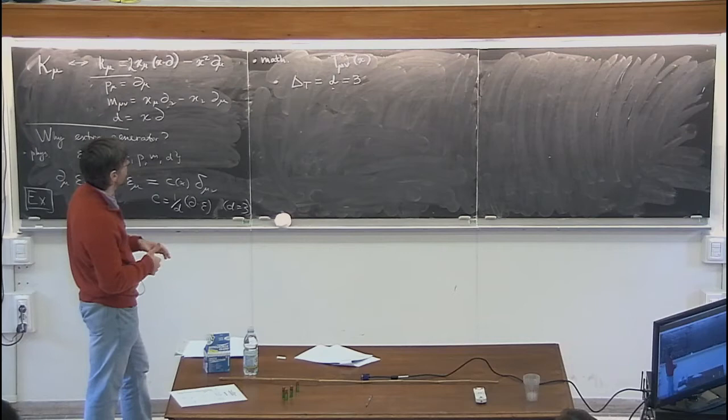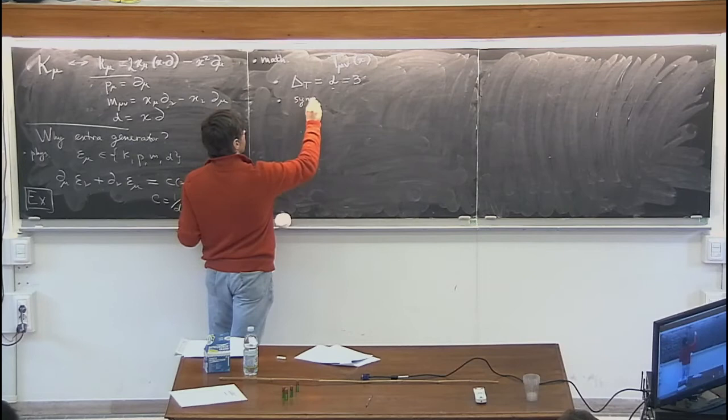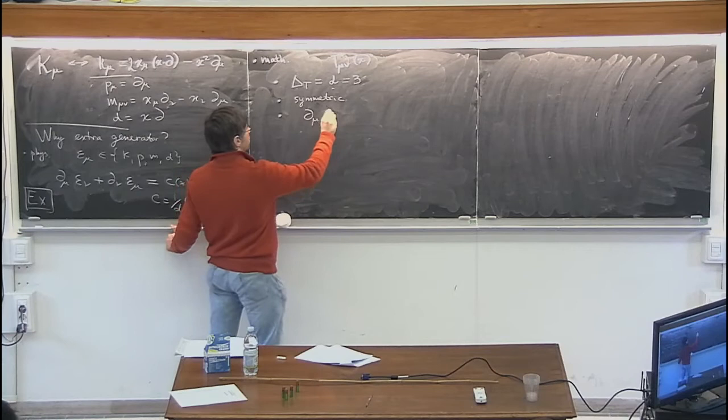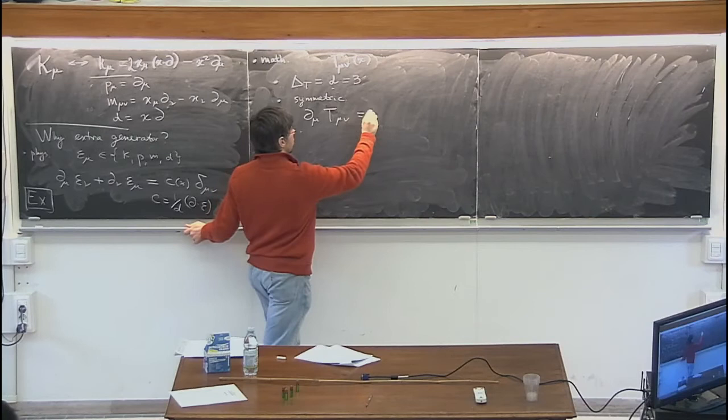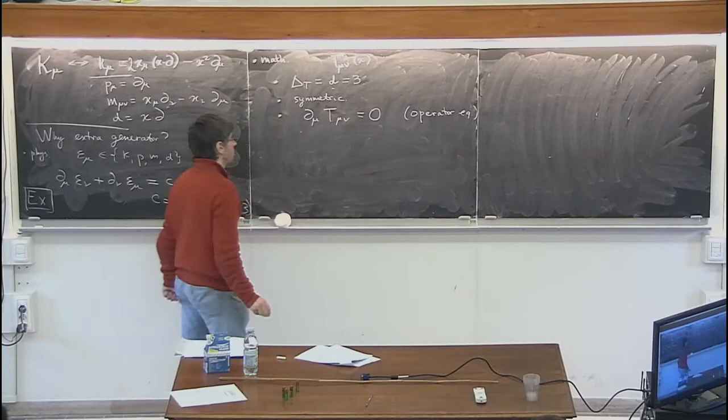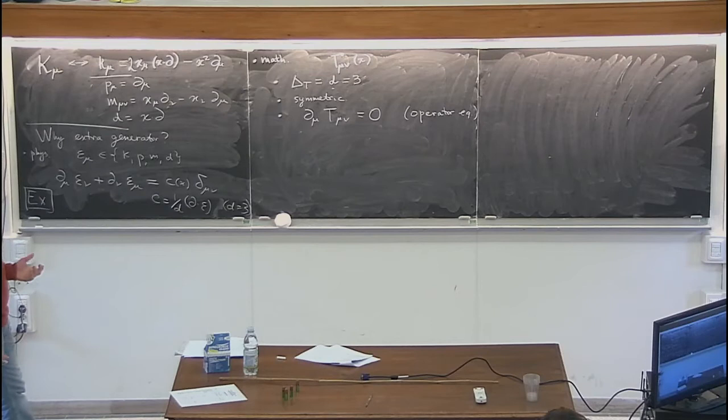Another property that it has: it's a symmetric tensor. And as I said, it's conserved. So partial mu T mu nu is equal to 0. This is an operator equation. This means that it's going to be valid in correlation functions apart from contact terms.